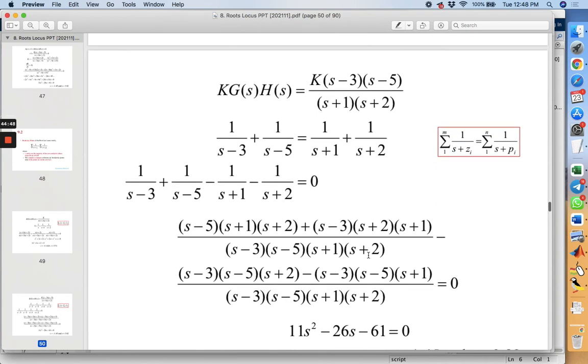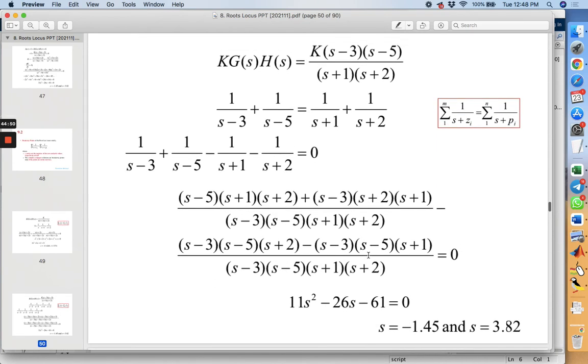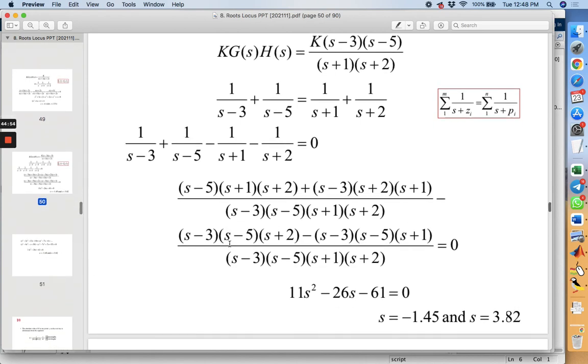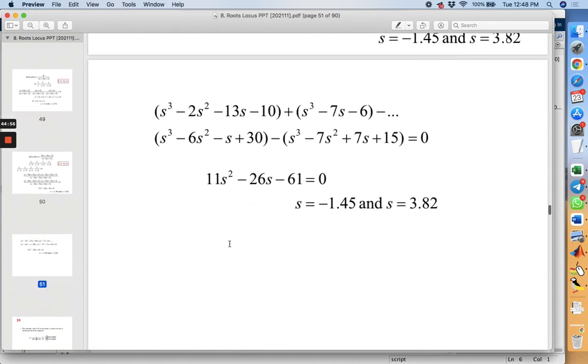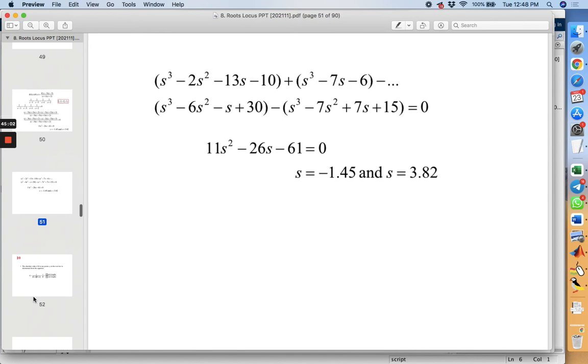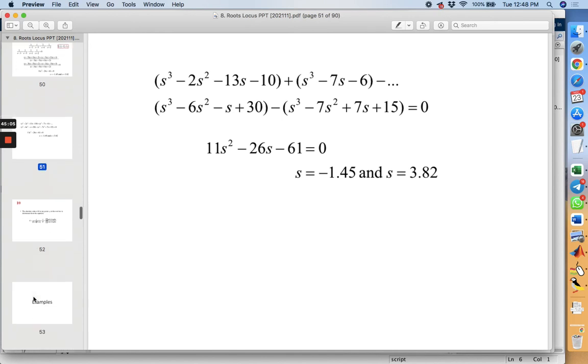And this is another example, so I need you to go to this slide and work it on your own, so that you can get the idea of how to find these breakaway points using two methods: dk over ds, and the transition method.